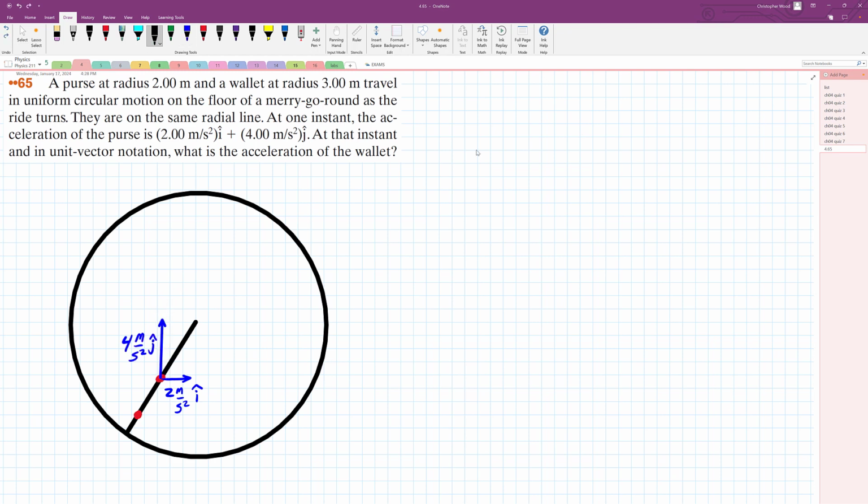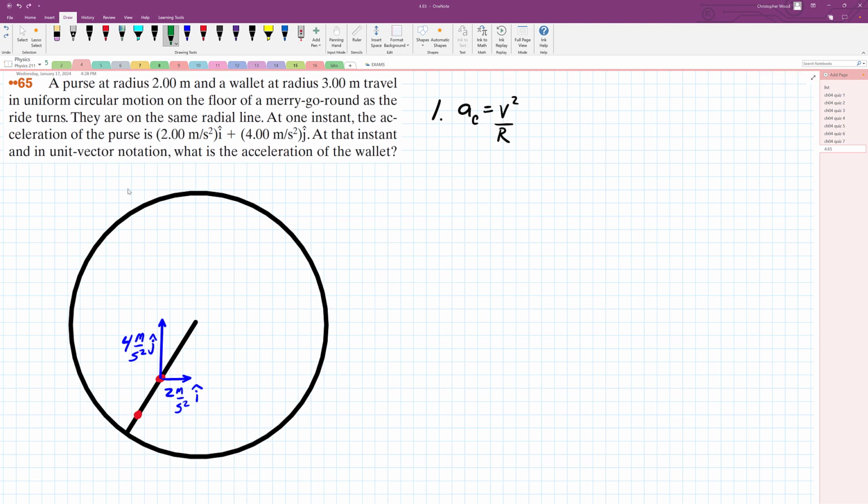Centripetal acceleration means center-seeking acceleration. If an object like this purse or wallet or the moon, for example, is moving in a circle at a constant speed, it's constantly accelerating towards the center of that circle. The magnitude of this centripetal acceleration is a subscript c equals v squared over r. v stands for velocity, and in this case it means tangential velocity.